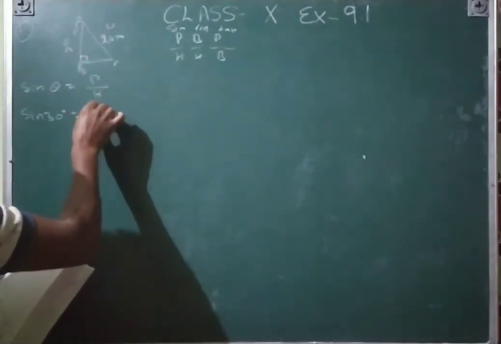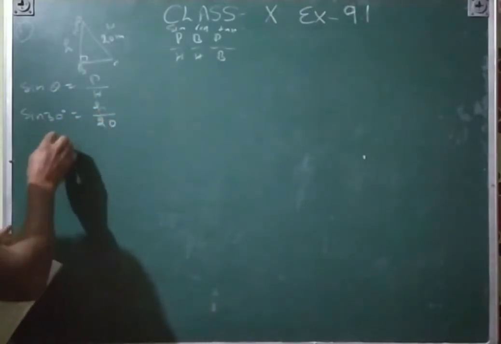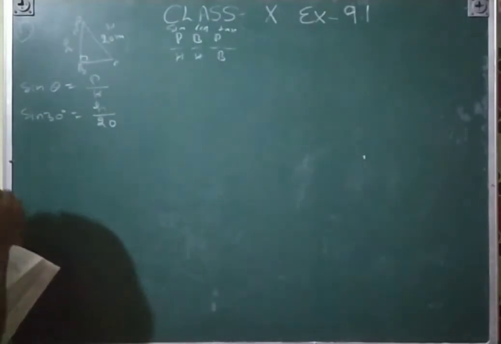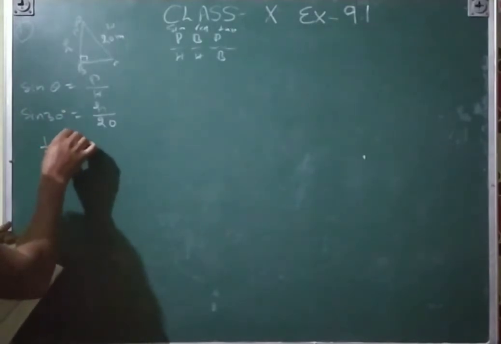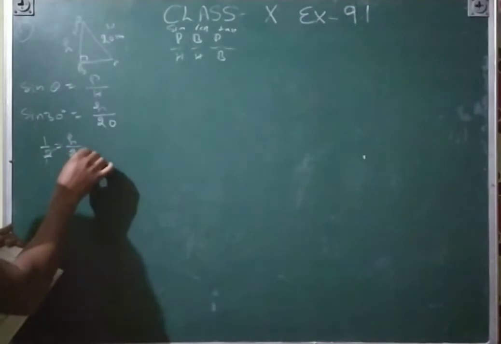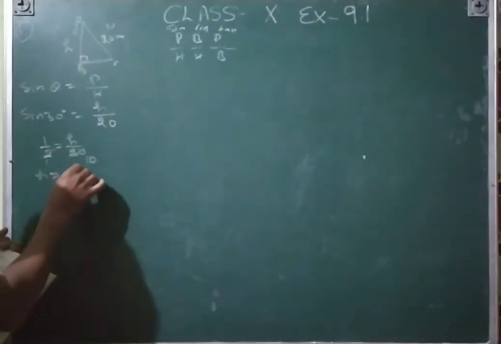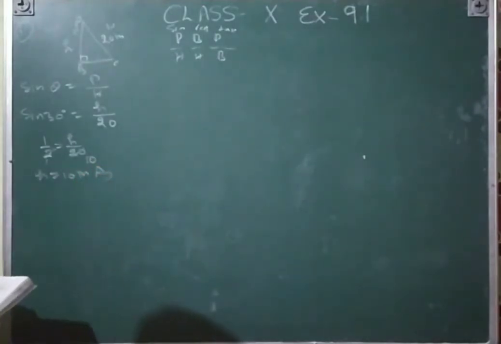The perpendicular is h and the hypotenuse is 20. So sin 30 is 1 upon 2, that is h upon 20. So cancel, 2 tens are 20, 10. By cross multiplying, h is equal to 10 meter. It means the height of the pole is 10 meter.